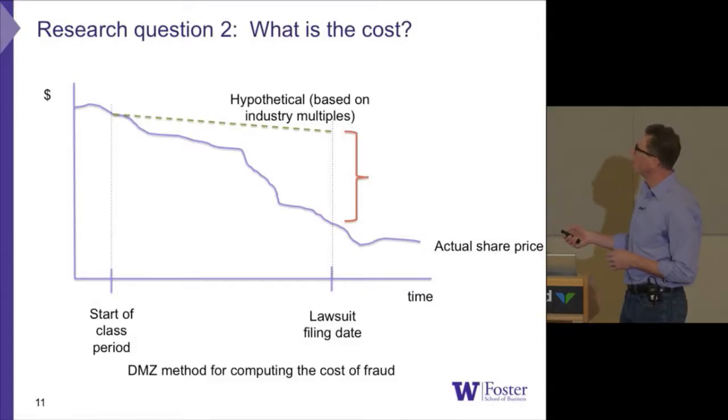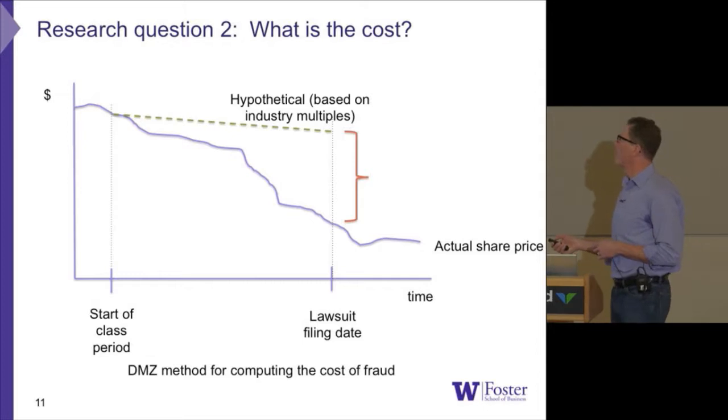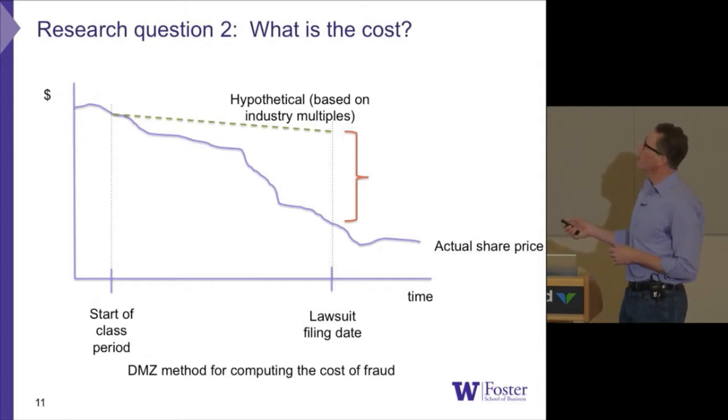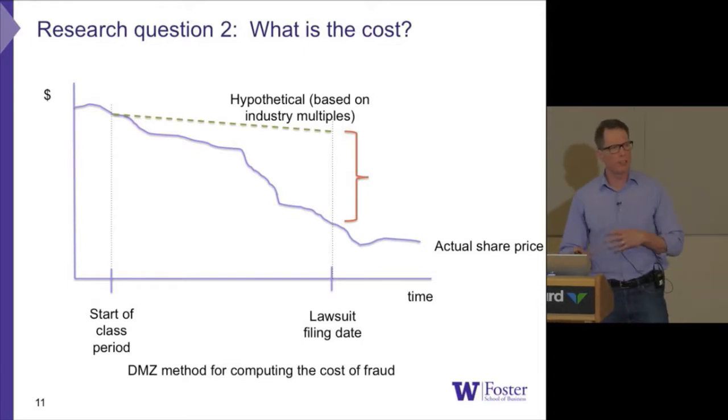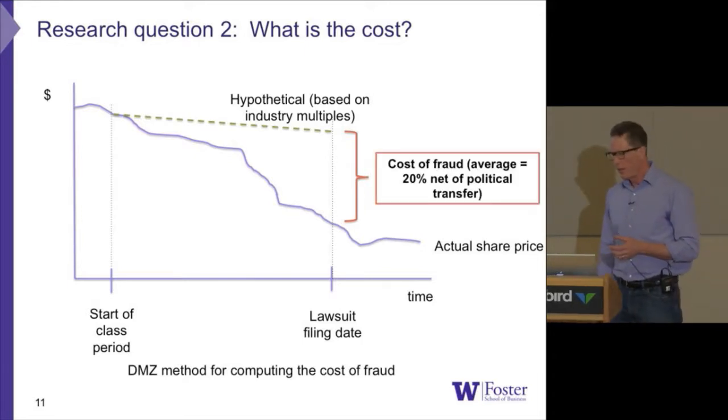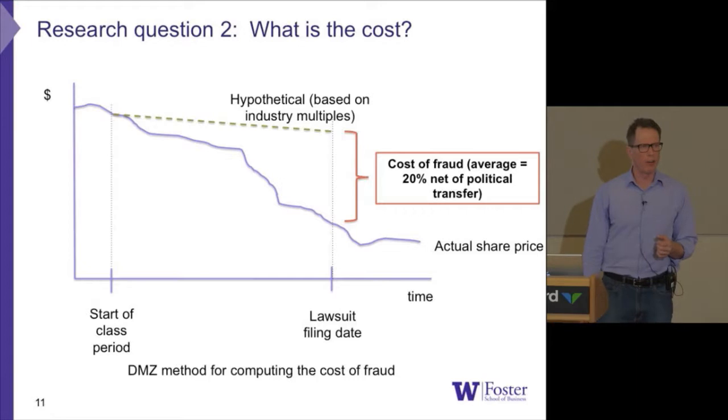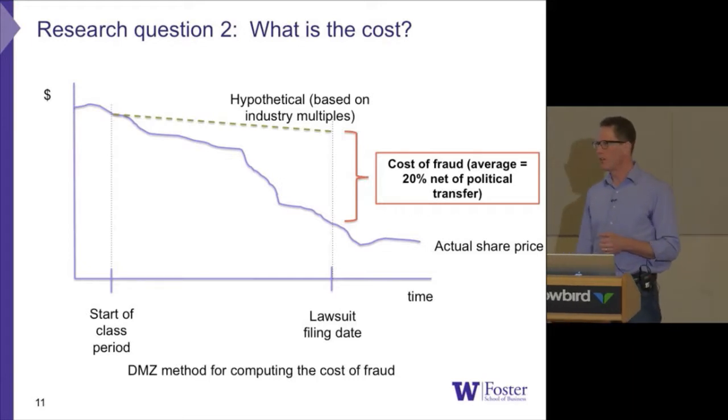So this is a hypothetical case in which during the fraud period, the firm's value goes down. This value at the end of the fraud period is compared to a hypothetical counterfactual, which is constructed using changes in industry multiples, and the average cost of fraud for firms engaged in fraud is estimated to be 20% of enterprise value.